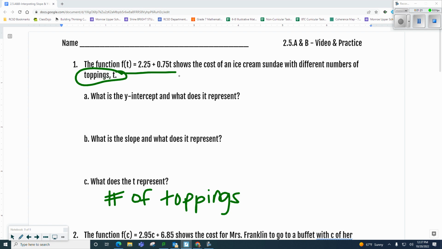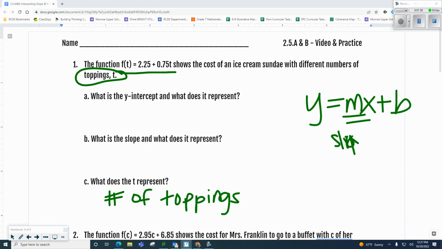If we remember, I'm going to direct your attention back to y equals mx plus b. The m, or the a, or whatever letter, is the slope. Slope, S-L-O-P-E. Sometimes the writing gets delayed a little. And then the b is the y-intercept.